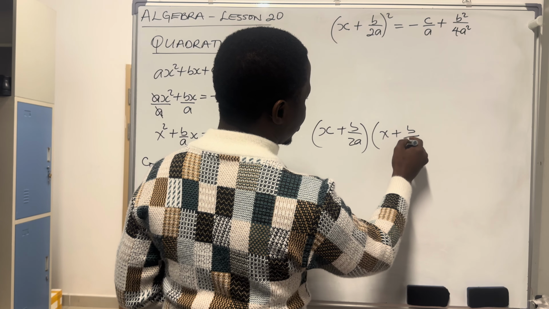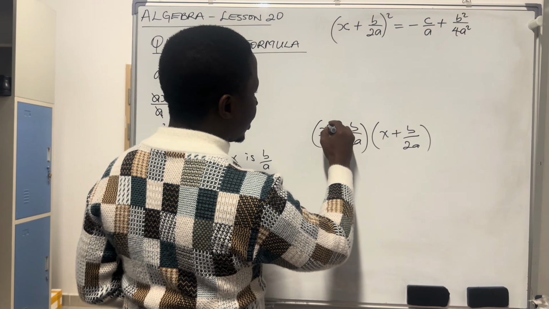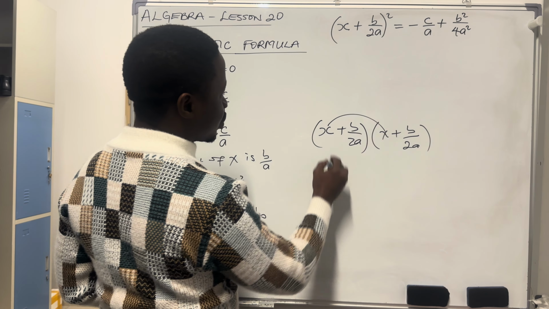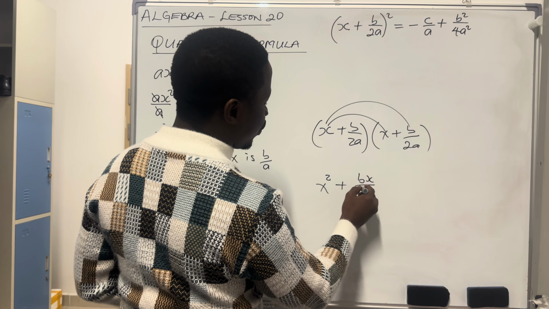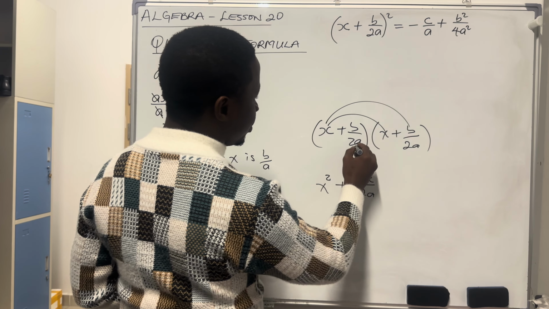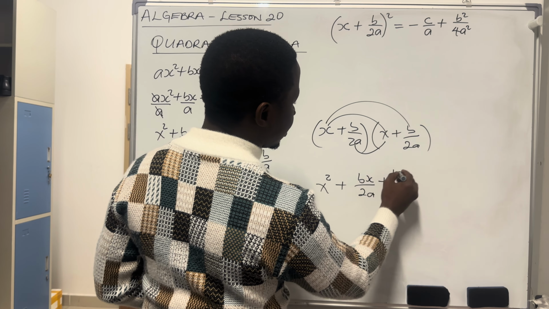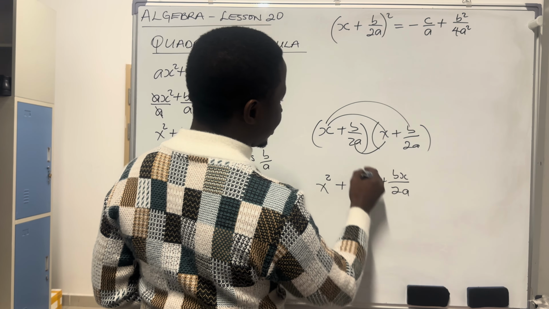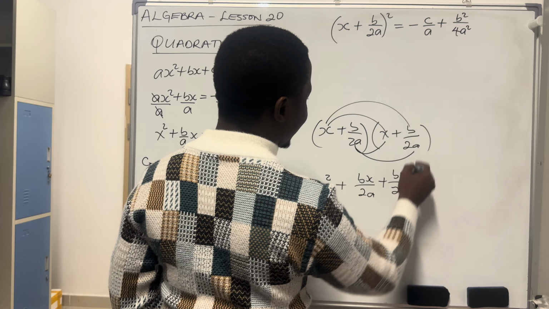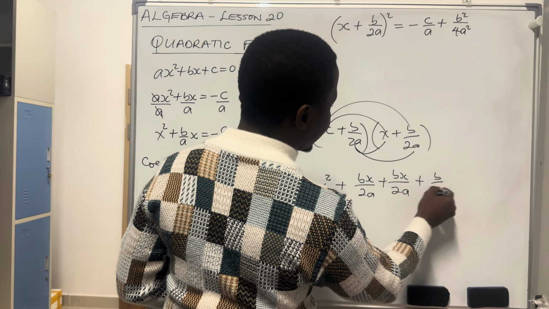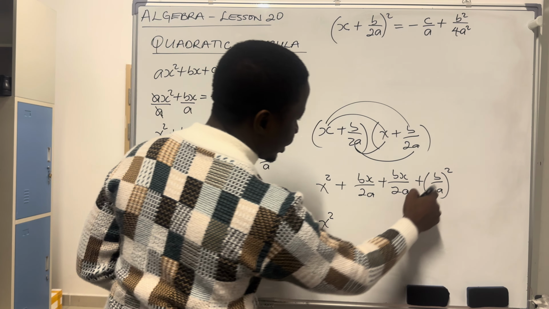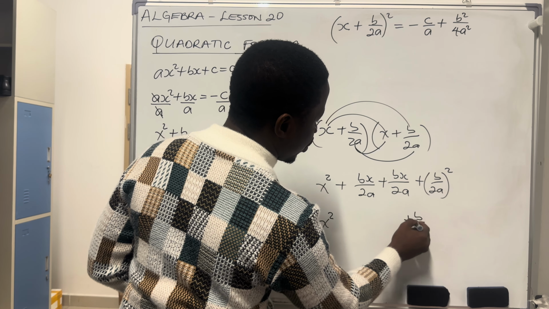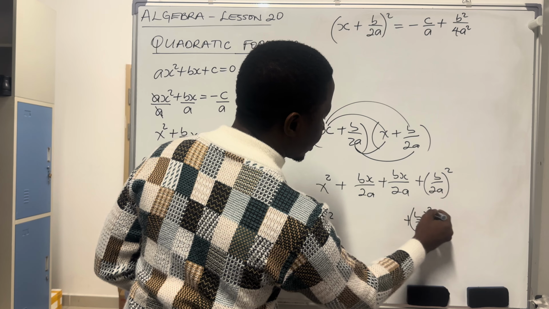x plus b over 2a. x times x is x squared. x times b over 2a is bx over 2a. b over 2a times x is bx over 2a. b over 2a times b over 2a is b over 2a squared. So this is x squared and this is b over 2a squared.